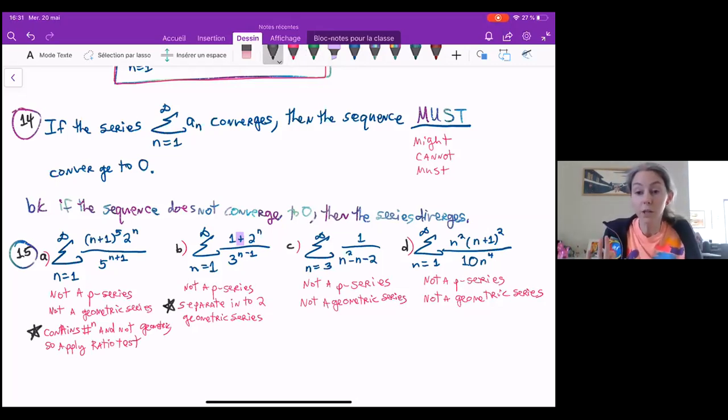We already figured out how we're going to do B, so I'm going to skip it. C, does it contain a factorial or something that looks geometric? Let's start with that. Does it contain a factorial? No. So this is no factorials. And does it contain a number to the n? No, it doesn't. No number to the n. Good.